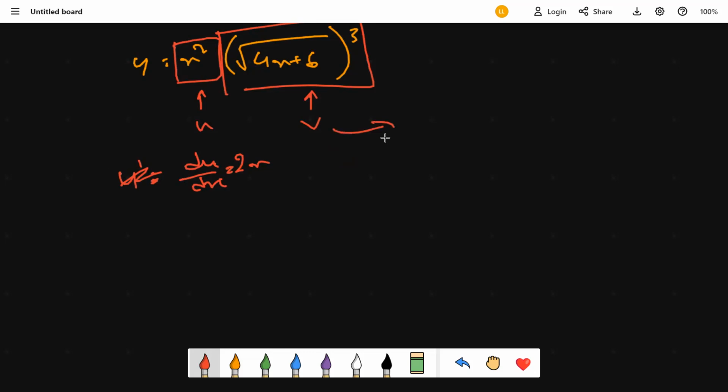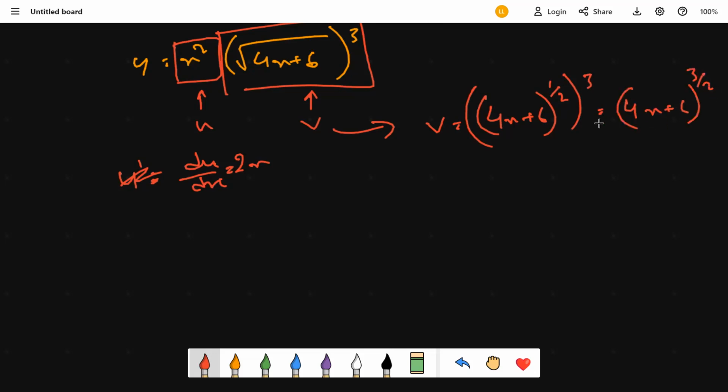Writing v here, simplifying v at first: v equals 4x plus 6. Remember, root over anything means the power is half. And we have a whole power of 3. We can write this as 4x plus 6 whole to the power 3 by 2. Now things will be much simpler. So here, v is this. Now differentiating v.